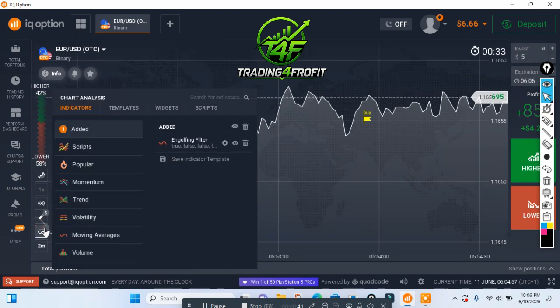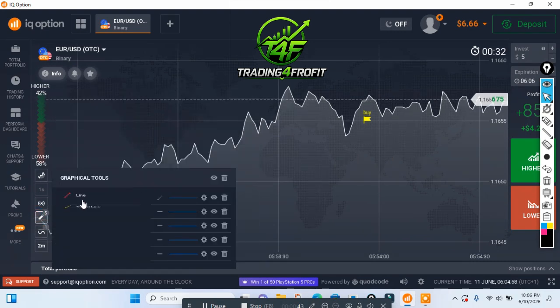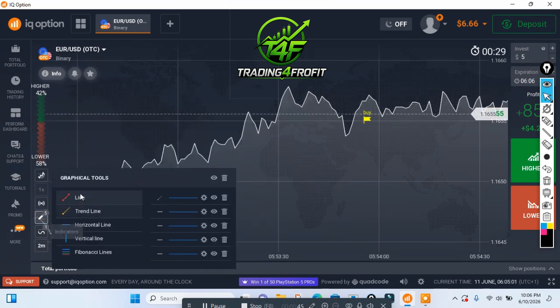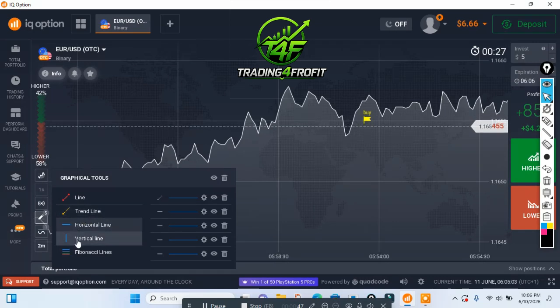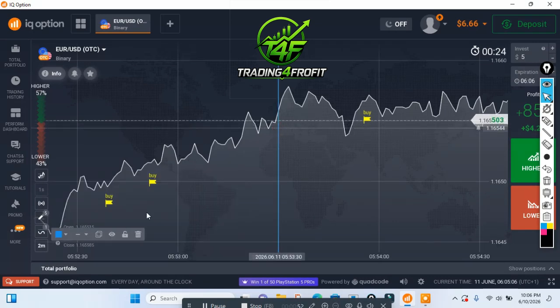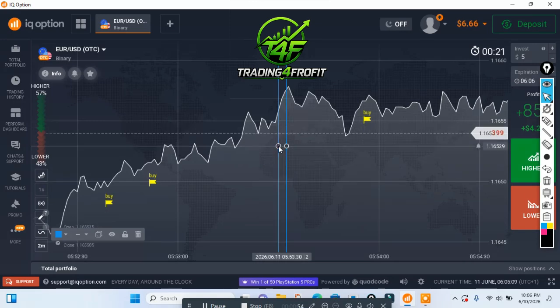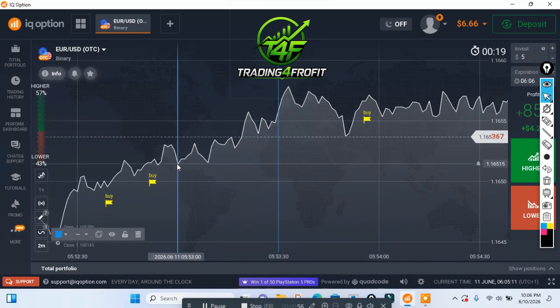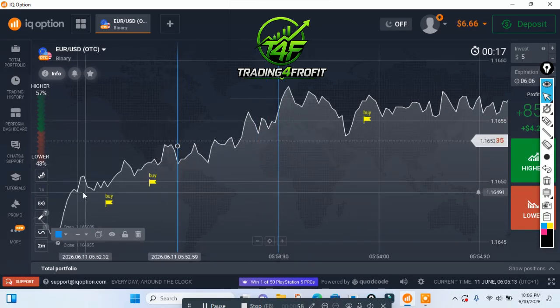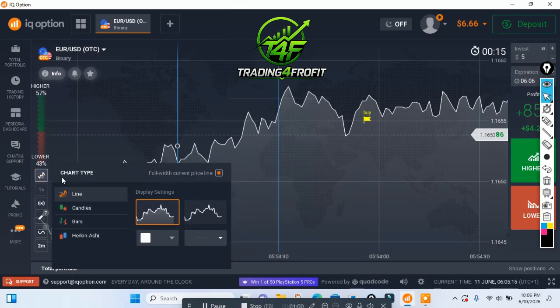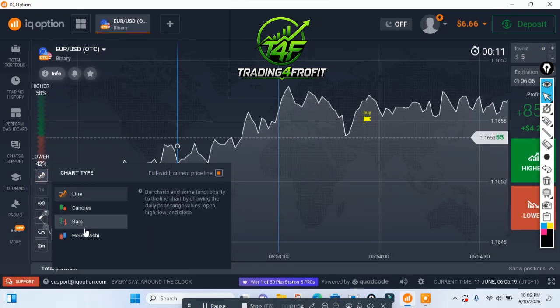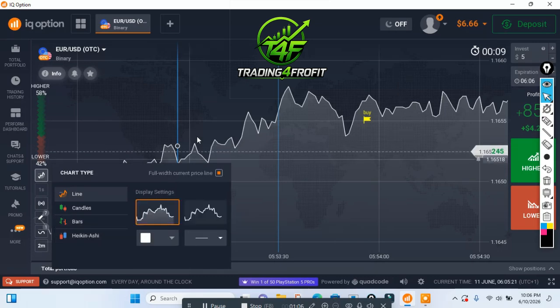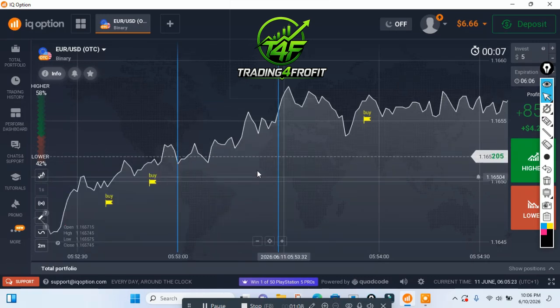So we have different kinds of lines here. I want to use a vertical line. This is the opening of this candlestick and this is the closing, both lines here. In terms of chart types, we have line, we have candlestick, we have bar, we have Heikin-Ashi.